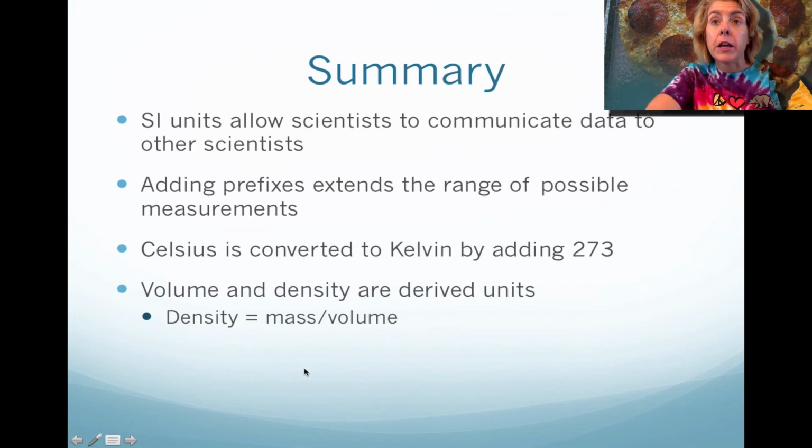Okay, here's the summary. Please remember that we must speak in SI units because that's how scientists communicate with each other. We need to look at prefixes like centi, milli, and mega. Also, if you want to convert Celsius to Kelvin, you need to add 273 to the original temperature. And then lastly, volume and density are derived units, and density is essentially mass divided by volume.